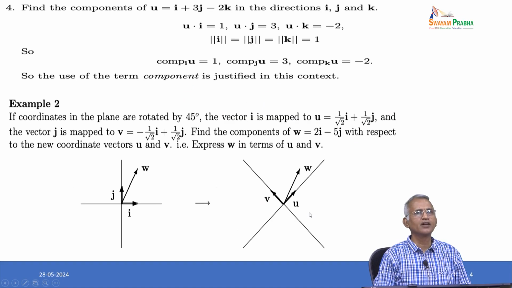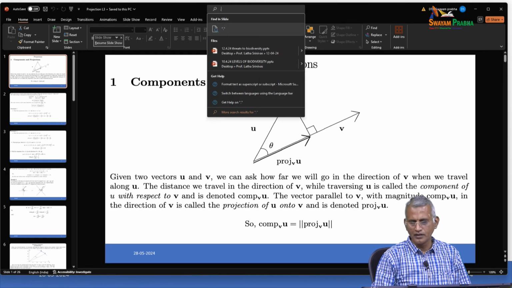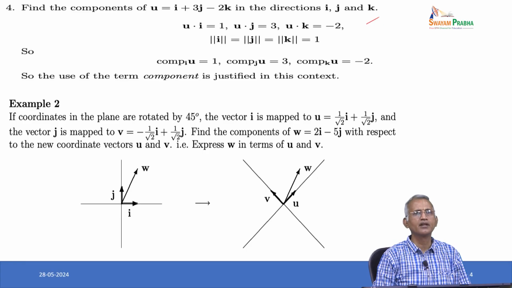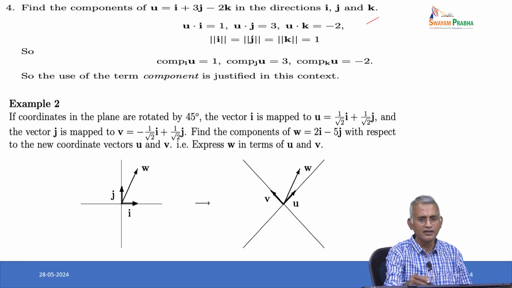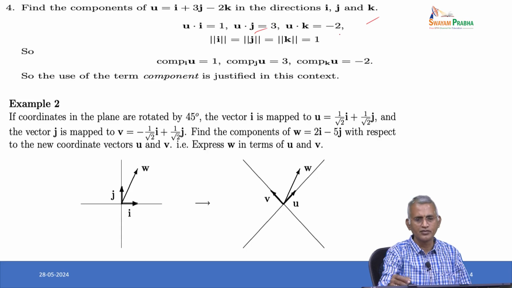Now, next find the component of u equal to i plus 3j minus 2k in the direction of i, j, k. Now, u dot i equal to (i plus 3j minus 2k) dot product with i, equal to 1. Then the j vector dot product gives us 3, and the k dot product gives us minus 2.